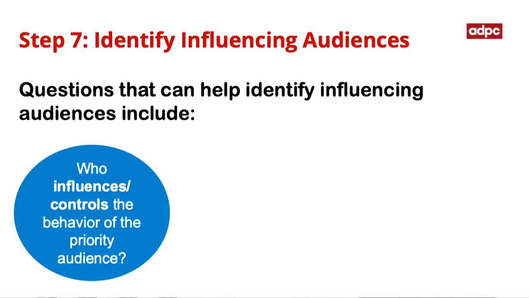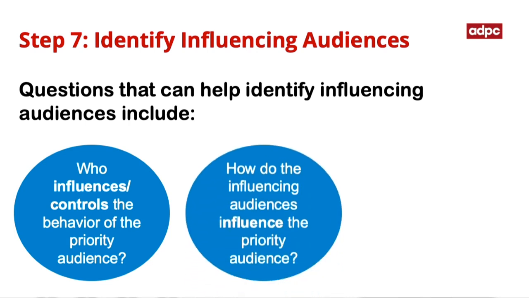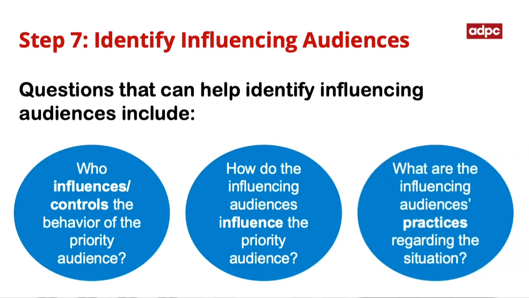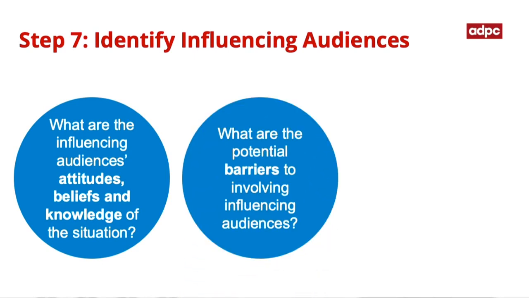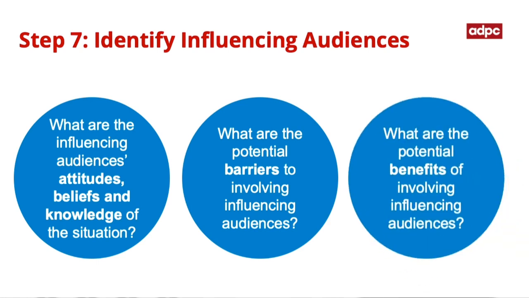Who influences or controls the behavior of the priority audience? How do the influencing audiences influence the priority audience? What are the influencing audience's practices regarding the situation you are addressing? What are the influencing audience's attitudes, beliefs, and knowledge of the situation you are addressing? What are the potential barriers to involving influencing audiences? And finally, what are the potential benefits of involving influencing audiences?